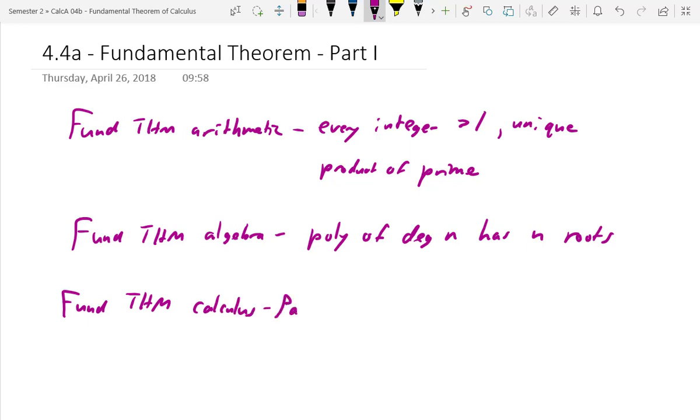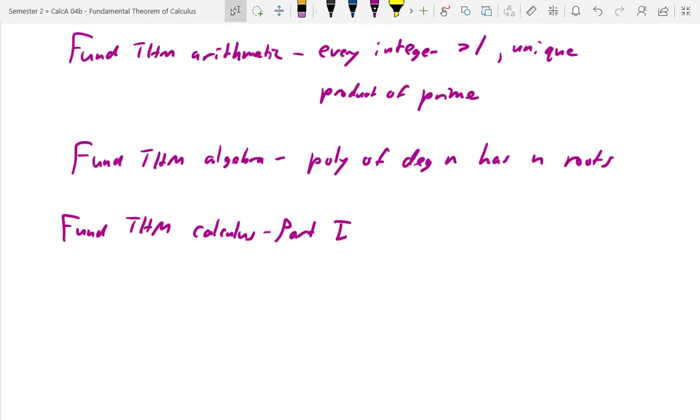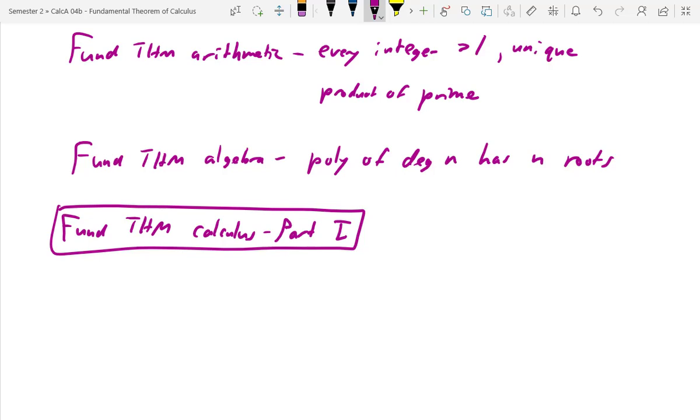So this one is the fundamental theorem of calculus. And we have 2 parts to this. Today is part 1. So part 1 and part 2 are different parts. They're kind of completely different from each other. They might as well be 2 different things.